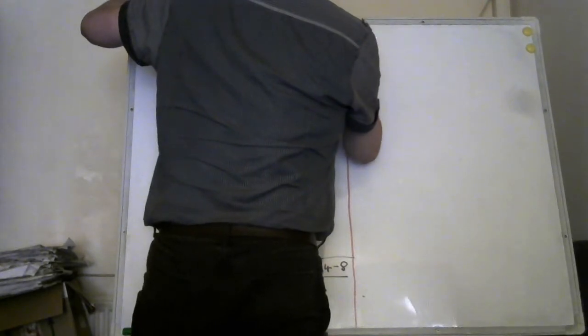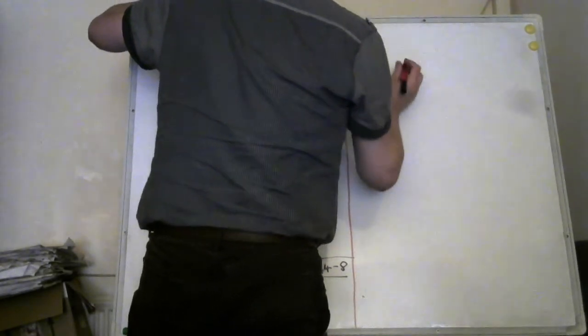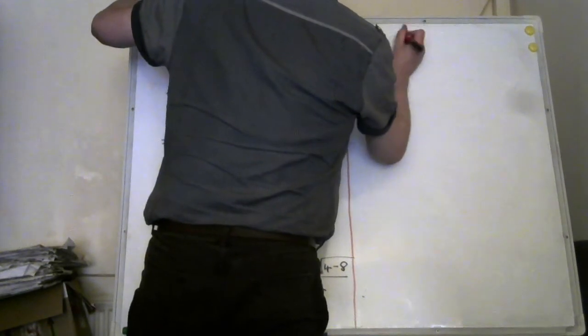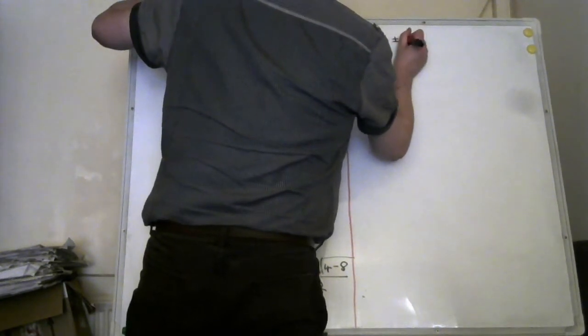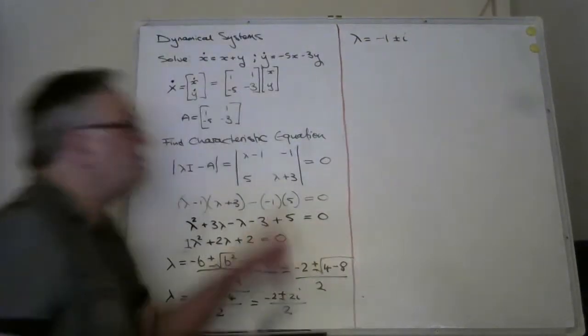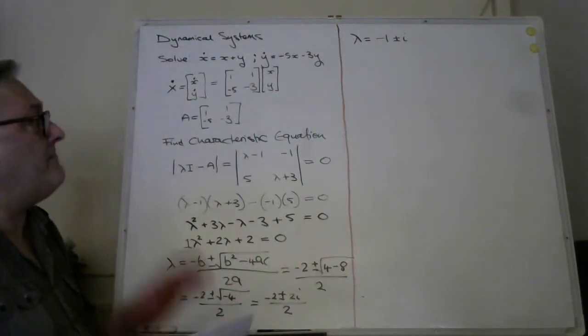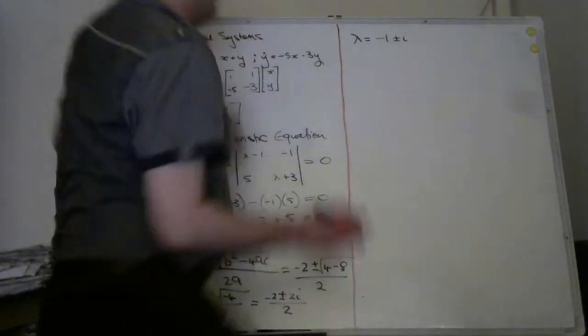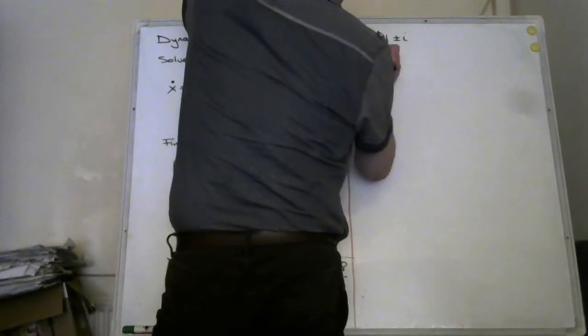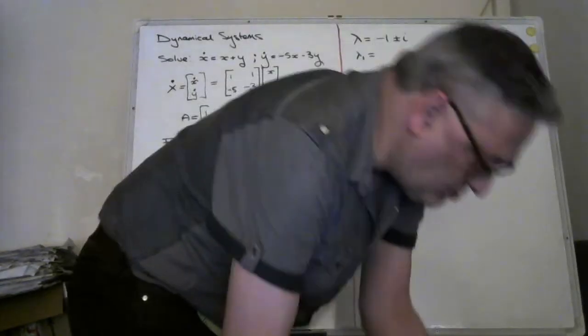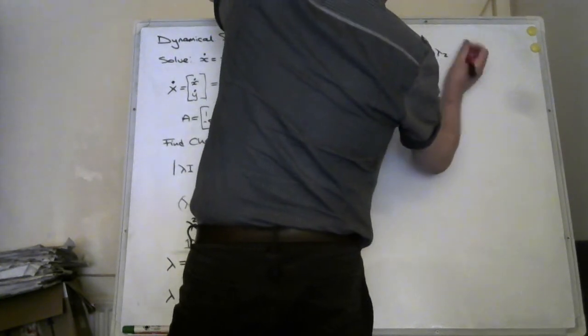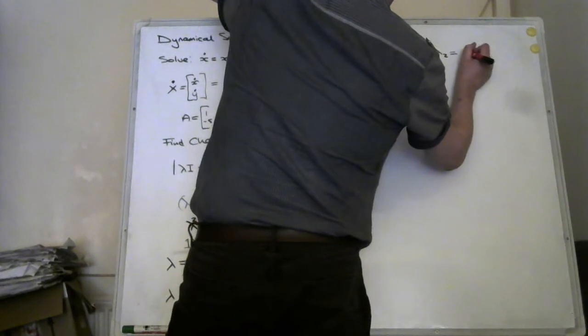This means that lambda is equal to minus 1 plus or minus i. Right, so there are two roots for lambda. They're both complex. So, in fact, we can write them down like this. Lambda 1 is equal to minus 1 plus i, and lambda 2, which is the other eigenvalue, is minus 1 minus i.